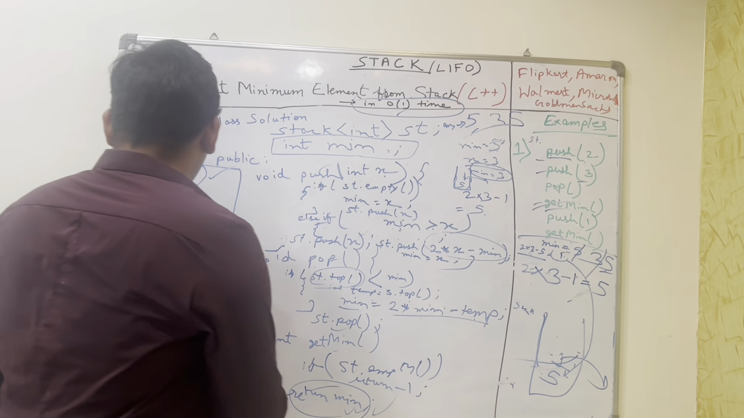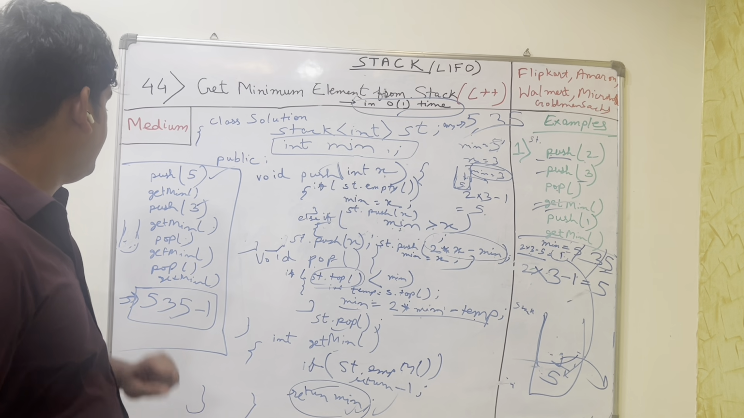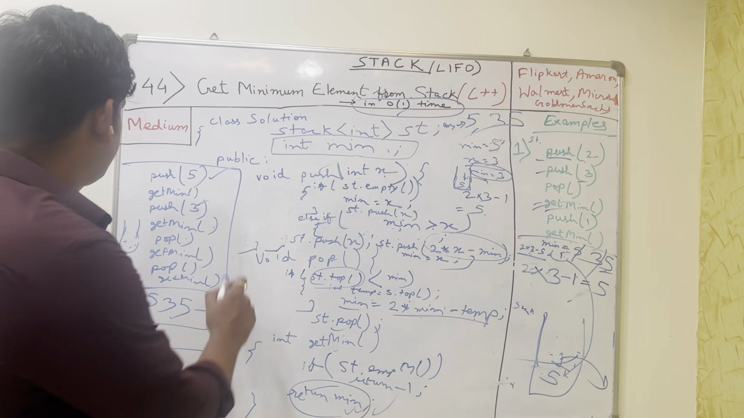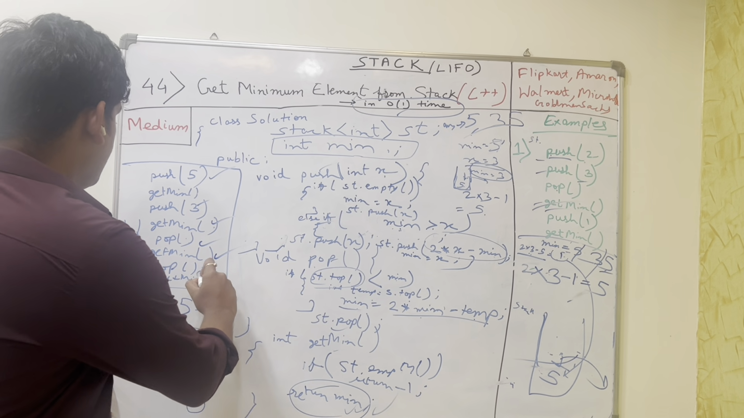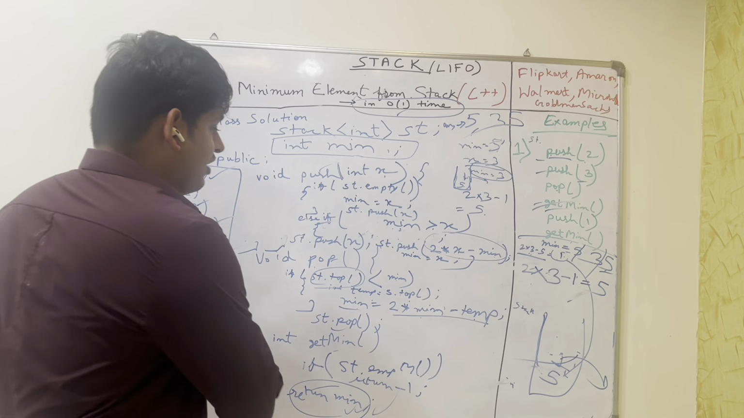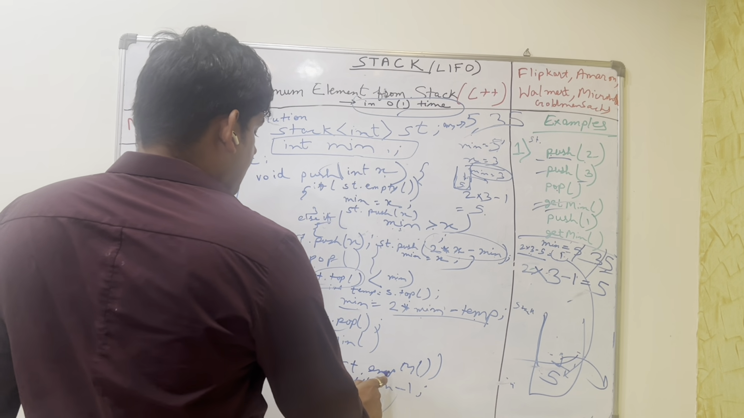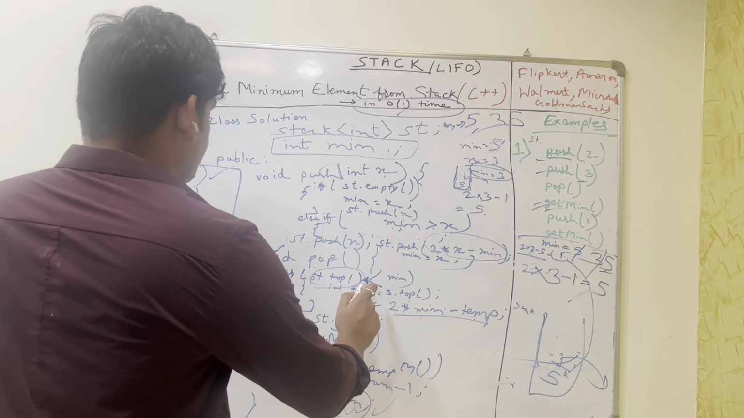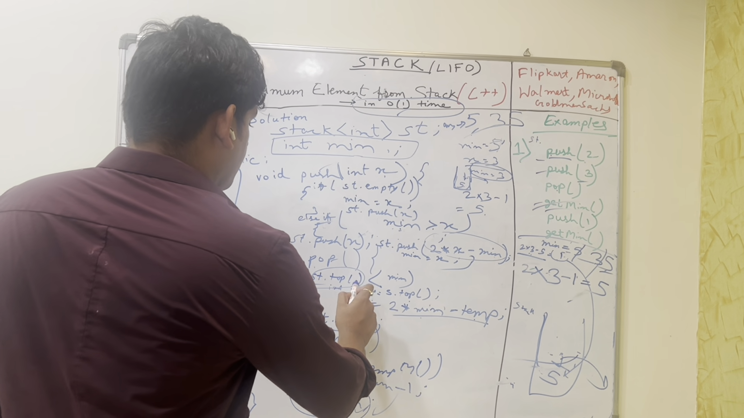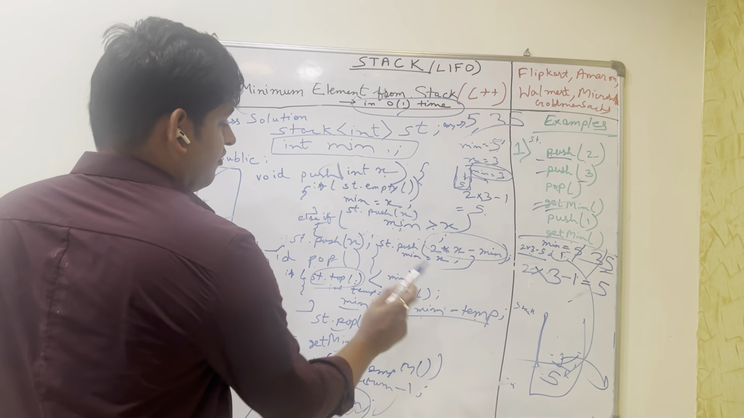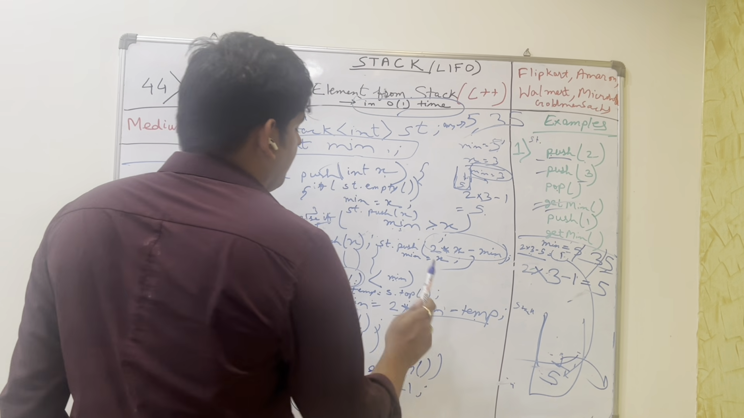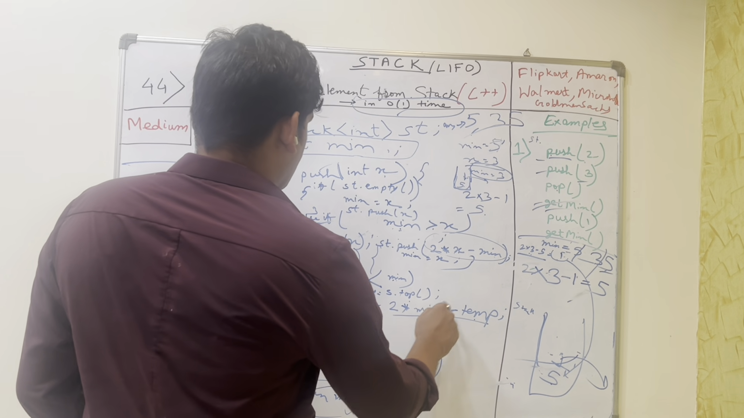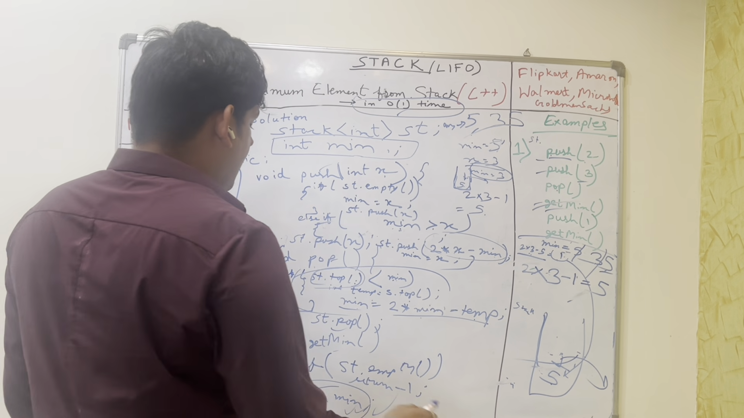So 5. Now we are popping. So getMin is done. Now we are popping out. Okay. So when we are popping out, we see stack is empty. So we pop out. Okay. So stack dot top, what is there in the stack dot top? 5. And 5 is not less than 5, right? So this condition will not come. Okay. And we will just pop out.